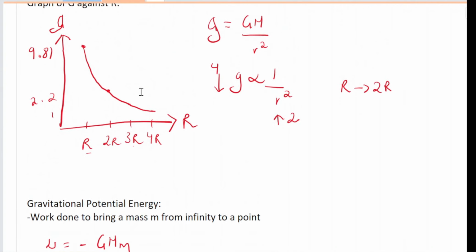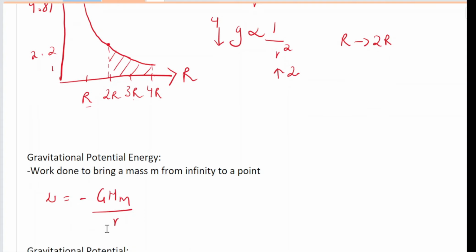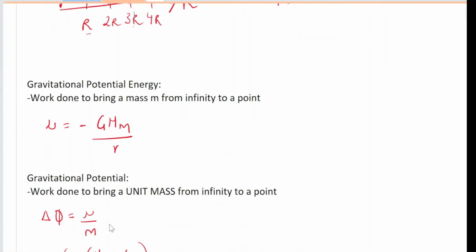But just to give you a glimpse, the formula is formed from integrating this graph over here. So the area under the graph is how you get the gravitational potential energy. For example, you can take this part here and this part here, and integrate this to get the area. And that's how you get this formula. But you don't have to know how this integration is done and how this formula has been made.